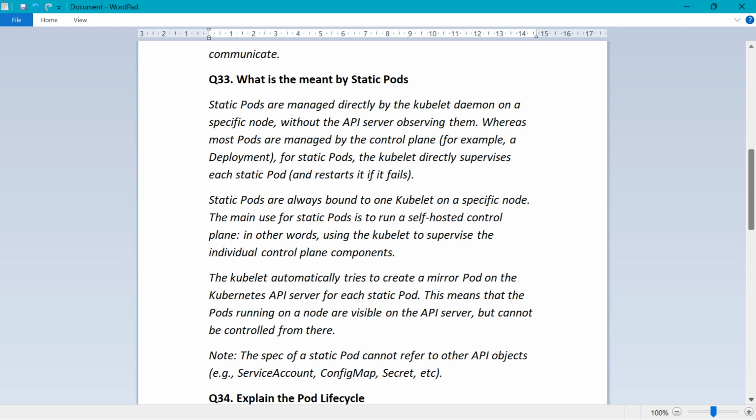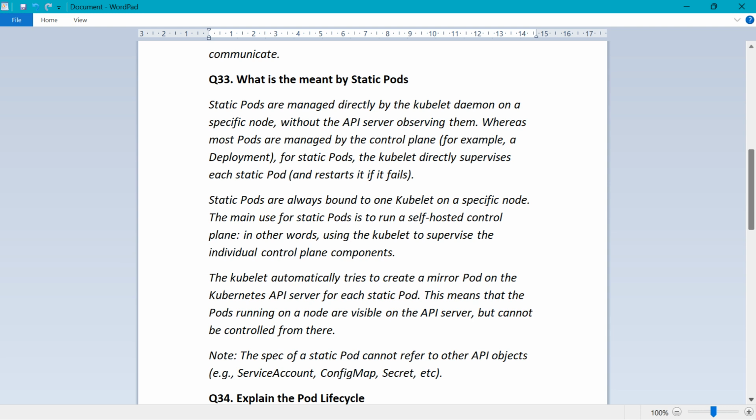For static pods, the kubelet directly supervises each static pod and restarts it if it fails. Static pods are always bound to one kubelet on a specific node. The main use for static pods is to run a self-hosted control plane. In other words, using the kubelet to supervise the individual control plane components.